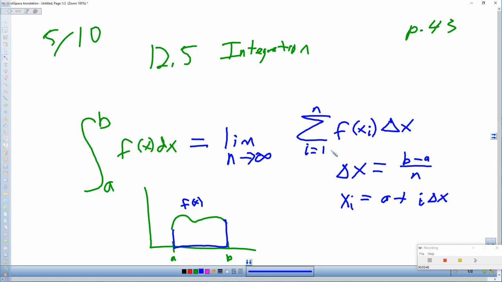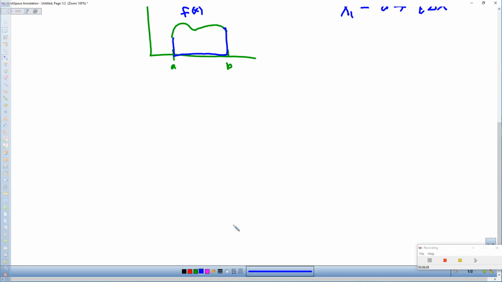But first, we want to justify what this is doing. Okay? So, delta x, what does delta mean? Change. Change in. So we are taking some function value times the change in x. So consider if we had a graph here.